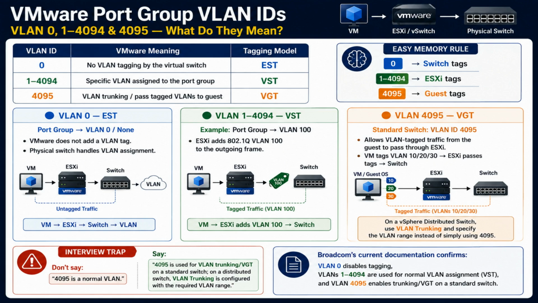One important interview detail: don't describe 4095 as a normal VLAN. On a distributed switch, VLAN trunking is configured using the VLAN trunking option and the required VLAN range rather than simply treating 4095 as a normal VLAN.